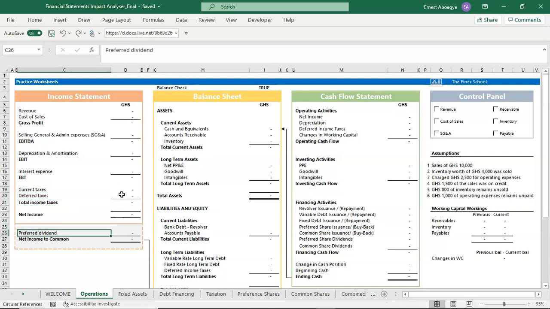The last bit here, which is not part of the income statement, but for the purpose of our modeling, we have included, is the preferred dividend, and that is dividend paid to preference shareholders. When we get to the balance sheet and the cash flow bit, I'll explain it further. But for the purpose of our modeling, we would always have it attached to our income statement. But then, really, in practice, it is not part of the income statement.